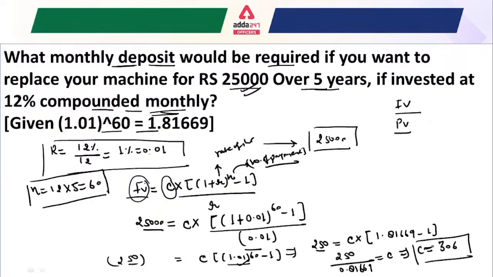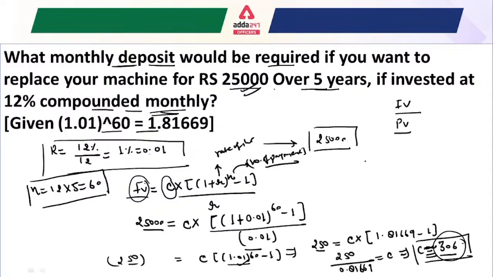So that would be your cash flow, or say your monthly deposit for this amount over 5 years. So that would be your answer, 306 approximately. Just calculate and tell me if this is the right answer. Let me calculate 250 divided by 0.81669. Yes, that is 306 approximately. So this is how we solve these kinds of questions in the examination.